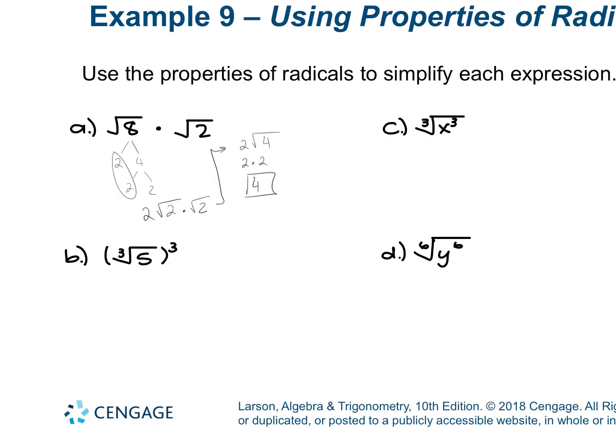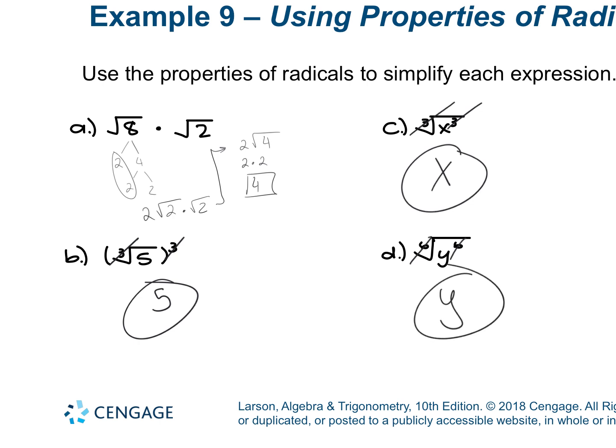For B, C, and D, I actually end up using the property number 5 for all of these. If you notice B, I have the cube root, and it's raised to the third power, so I can actually just go ahead and cancel them out. And my answer is just the base, which is just 5. For C, I do the exact same thing. I can cancel out the index, which is 3, and the exponent, which is 3, so I'm left with just x. And for D, again, the exact same thing. I can simplify it by canceling out the index of 6 and the exponent of 6, which gives me y.